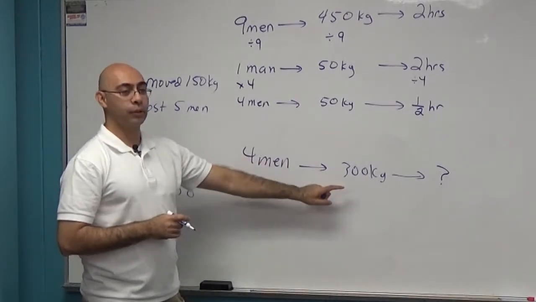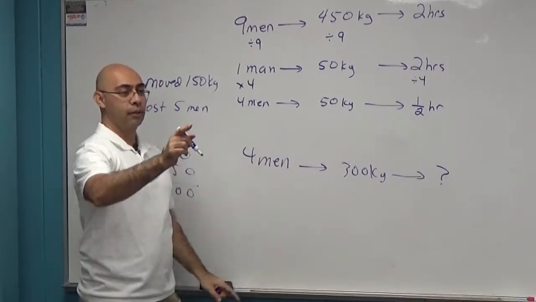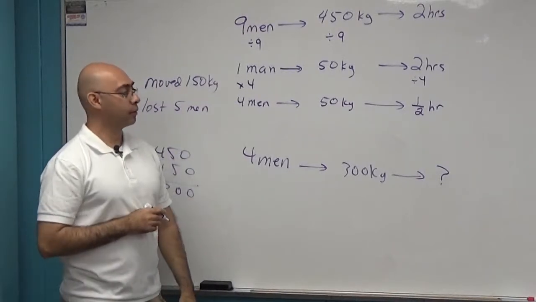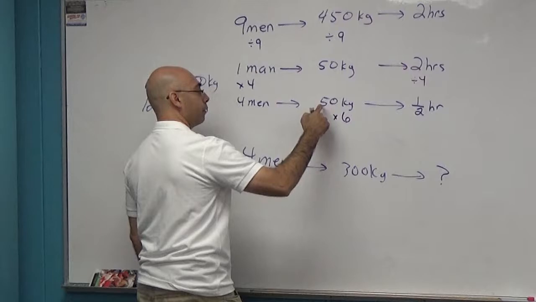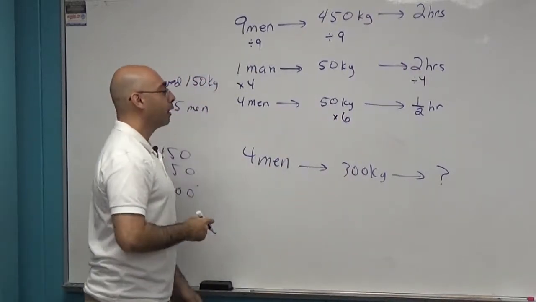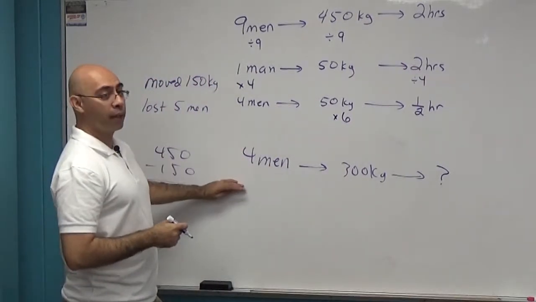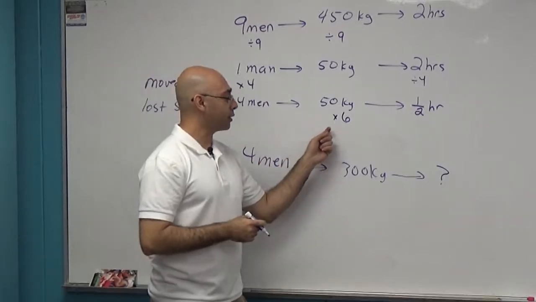So how do I deal with these guys? Multiply by 6. Yeah, just multiply by 6. 50 times 6 is 300. So again, the men we're not messing with. So the question is this.